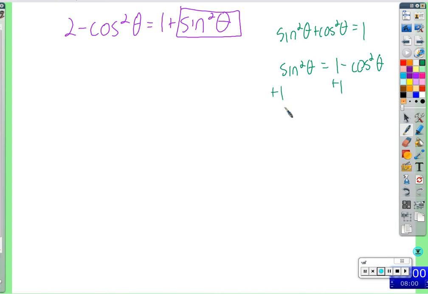Add one. You can do anything you want to both sides, right? So add 1 to both sides. The other side will be 1 plus sine squared. That's the right side, equals just 1 plus 1 is 2, minus cosine squared. So by starting with something we know is true, we mess around with it a little bit until it looks like the thing we're trying to prove is equal. So that's proof as well, that they must be equal to each other.